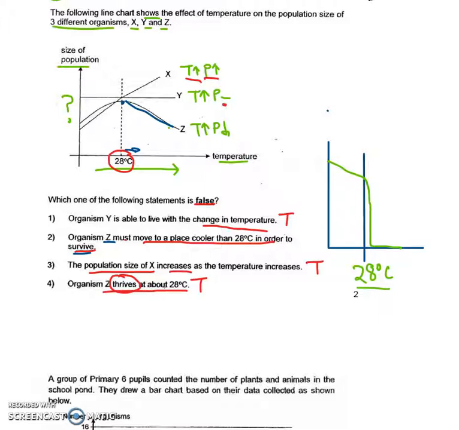So organism Z must move to a place cooler than 28 degrees Celsius in order to survive. This is actually a false statement, because it doesn't need to move to a place cooler. Anything that's warmer than 28, it also survives at warmer than 28. Therefore, the statement that's false is number 2.